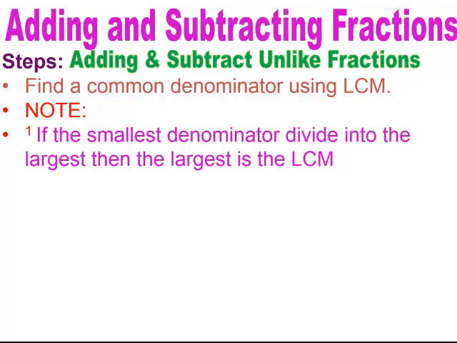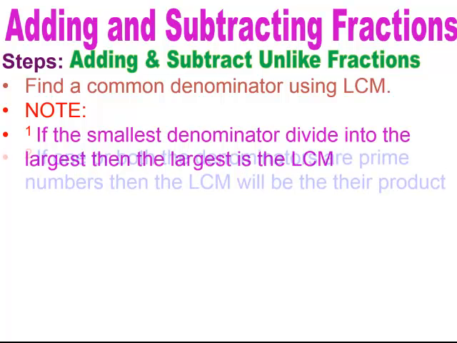So a key note here is, before I look for the least common multiple, I check these two cases. The first case is if the smallest denominator divides into the largest denominator, the largest is the least common multiple. So I always check that first. Does the smallest divide in evenly into the largest? If it does, the largest will be that least common multiple or the common denominator.